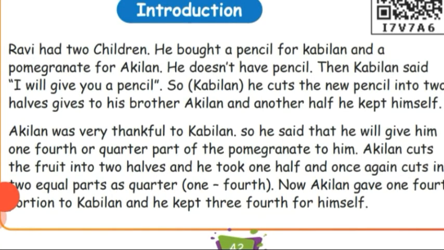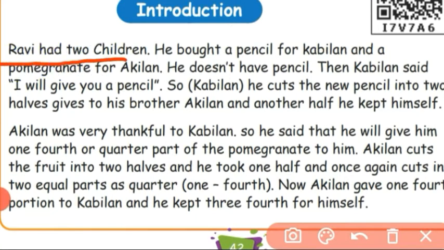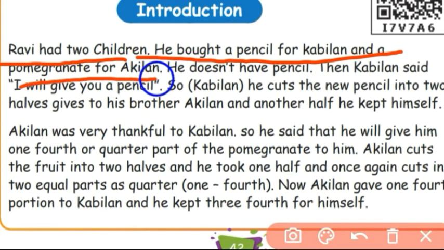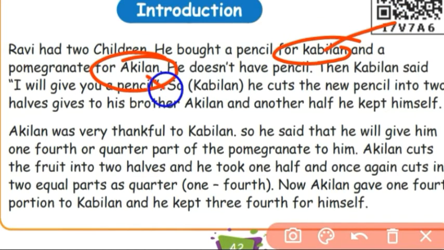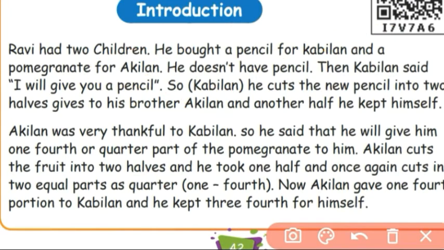See this introduction. Ravi had 2 children, Kabilan and Agilan. He bought a pencil for Kabilan and a pomegranate for Agilan. Agilan doesn't have a pencil. And then Kabilan said, I will give you a pencil. So Kabilan cuts the new pencil, gives one half to his brother Agilan, and another half he kept himself.